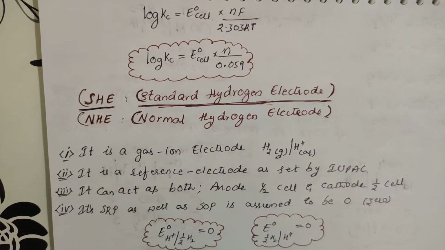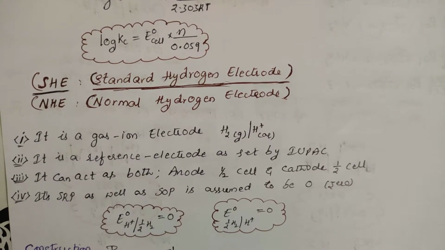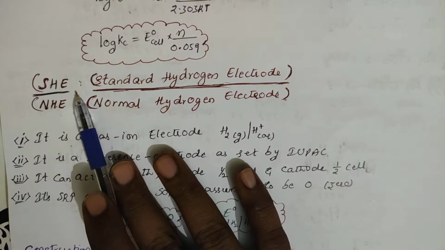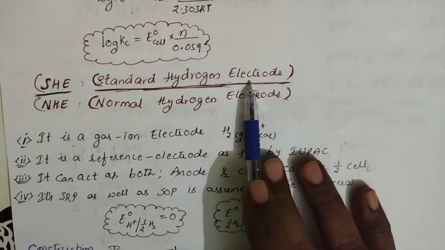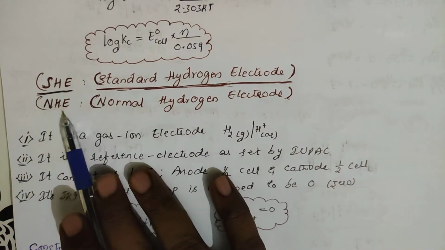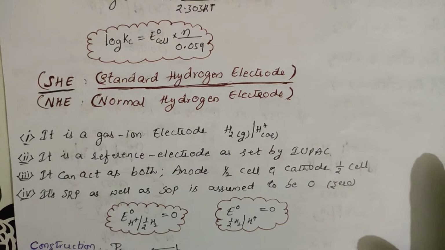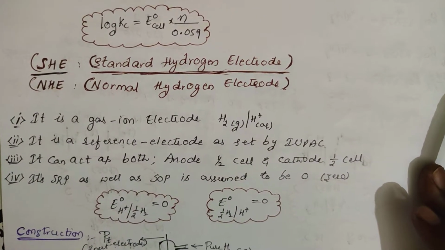Okay, the same thing, if you take the log value, then you will get the remaining things. So in this chapter, one of the major topics we require is SHE, which is called the standard hydrogen electrode, or it is also called the normal hydrogen electrode. SHE or NHE. SHE means standard hydrogen electrode, NHE means normal hydrogen electrode.